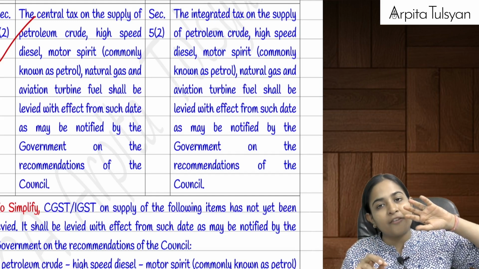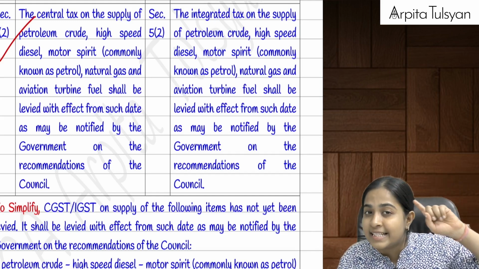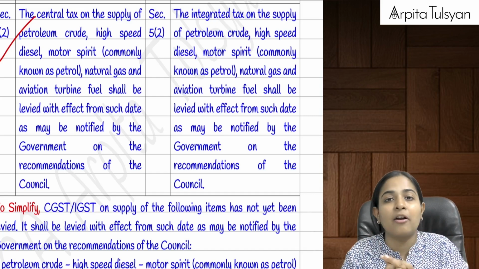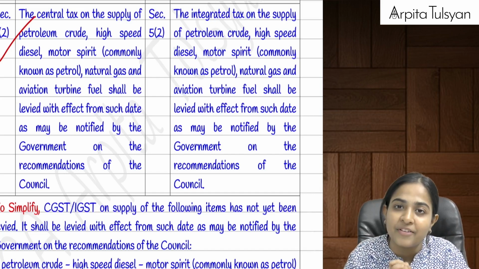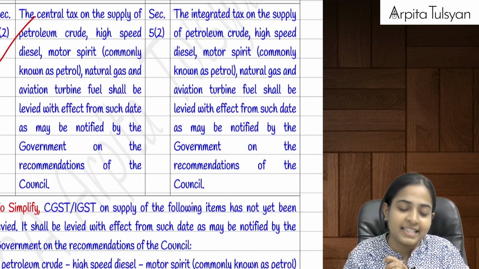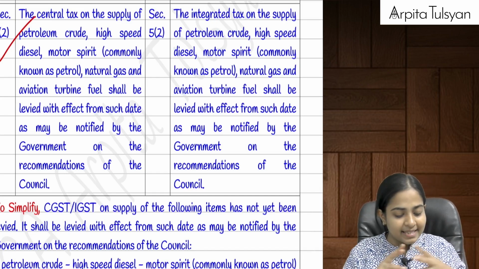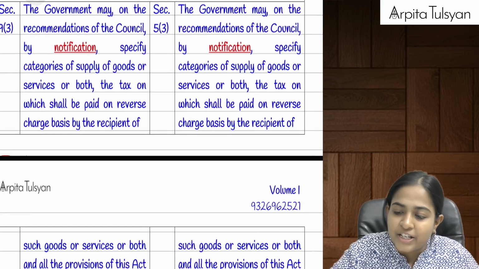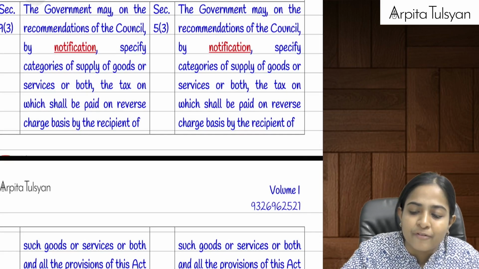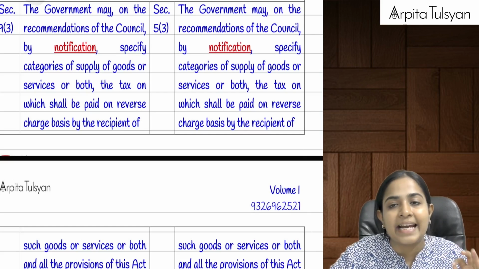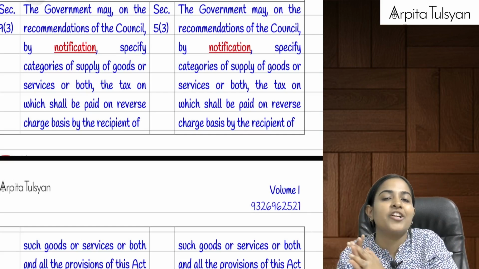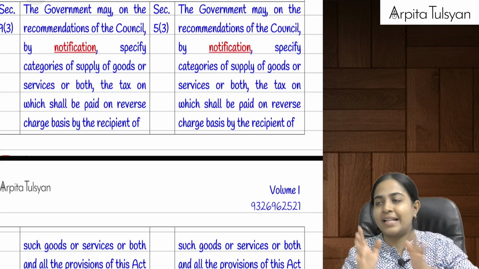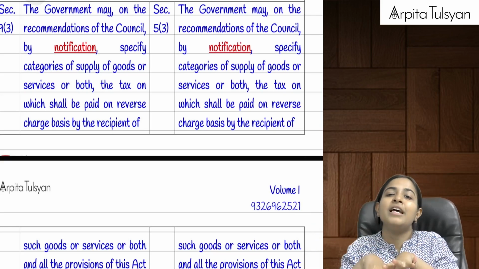Alcoholic liquor for human consumption we had totally excluded in section number 9(1) and 5(1). For the rest, petrol, diesel, etc., GST is not applicable till the notified date. So can we say even CGST and IGST will not be applicable? Yes, that was given under section number 9(2). Then going on to section number 9(3) and 9(4), I am not taking it up here. 9(3) and 9(4) talk about reverse charge mechanism, which we are going to deal with separately in this particular chapter only.